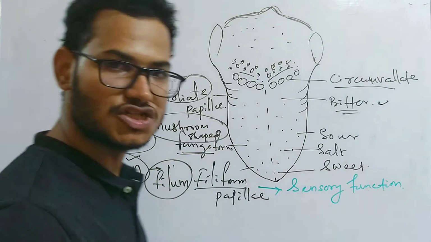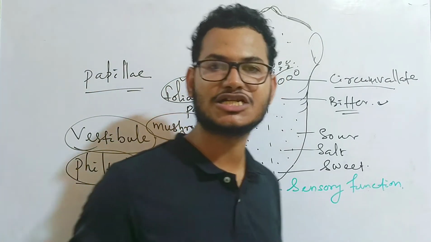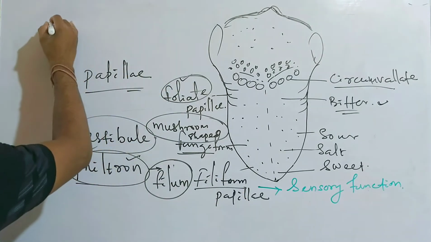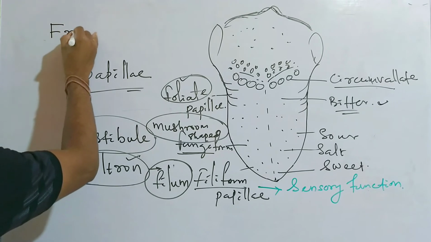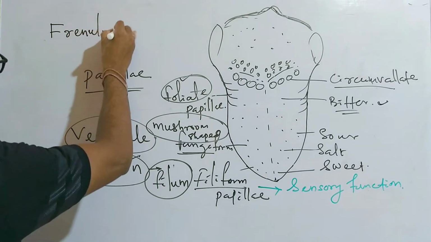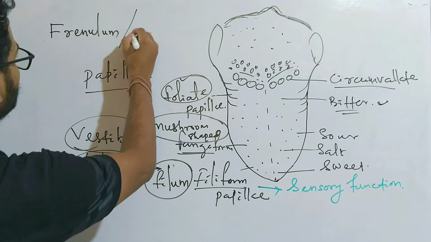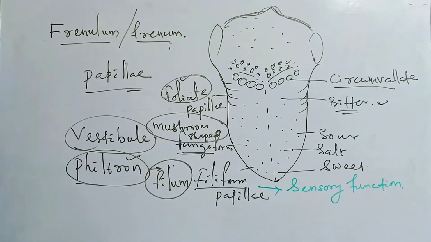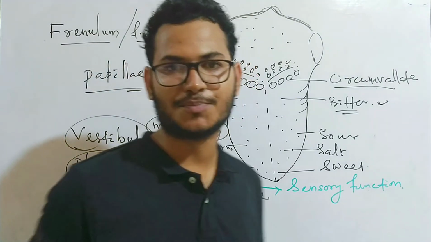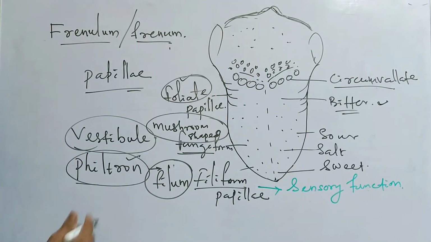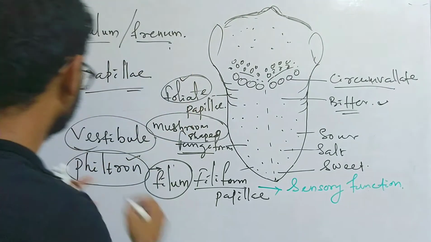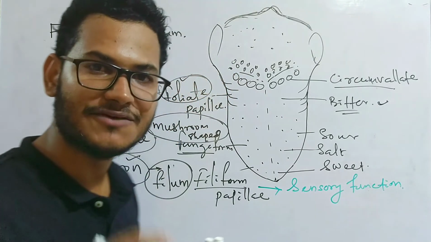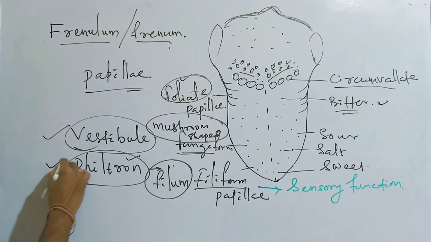The tongue is not free. It is attached to a particular place in the buccal cavity, which is known as frenulum. It is also sometimes known as frenum. Frenum or frenulum is the place of attachment of the tongue in the buccal cavity. So there are 4 different important terms. Vestibule, yes, it is the gap between lip and the teeth.